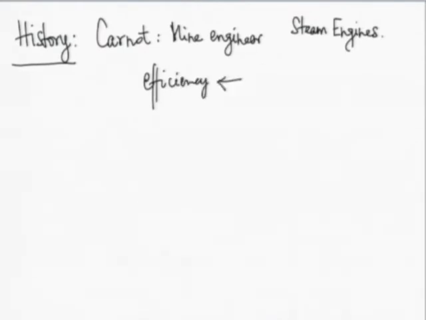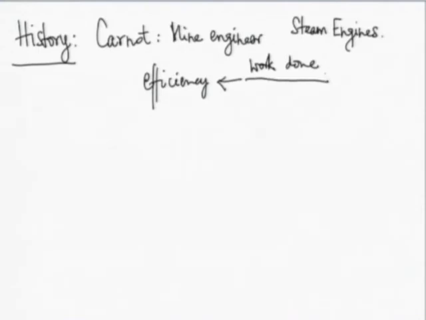He related efficiency to the amount of work done, which he could measure, so much ton of ore to be brought up the mine shaft. So, raise of a weight. That was the work done. And to run the steam engine, the amount of fuel burned. He would have noticed that some engines burn less fuel for the same amount of work, and some engines burn more fuel for the amount of work done.